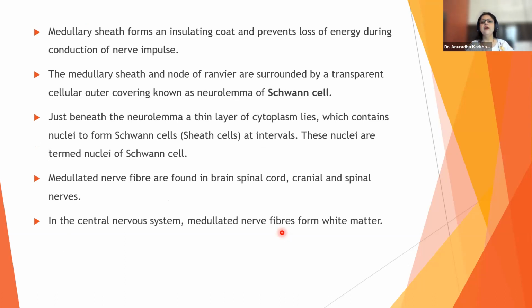Medullary sheath and nodes of Ranvier are surrounded by a transparent membrane or covering called neurolemma or Schwann cells. याद है ये word Schwann cells. Just beneath the neurolemma, a thin layer of cytoplasm is present, which contains nuclei to form the Schwann cells at intervals. These nuclei are called nuclei of Schwann cells. Medullated nerve fibers are found in brain, spinal cord, cranial and spinal nerves. In the CNS, medullated nerve fibers form the white matter, while non-medullated form the gray matter.